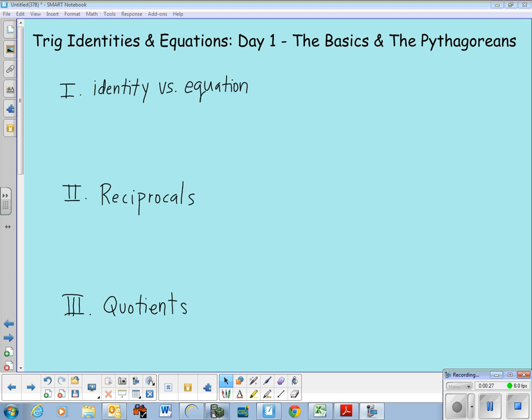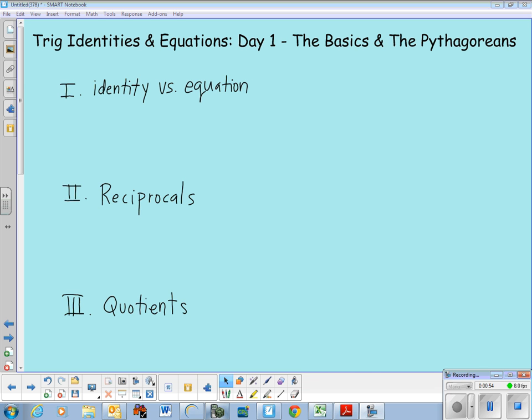So this is going to be some more analytic, working with trig expressions, trying to make one look like the other, or solving equations involving trigonometry. And we're just going to dip our toe in the water a little bit today to talk about the basic stuff, most of which you already know, and then these very important identities called the Pythagorean identities. Let's start with the difference between an identity and an equation.